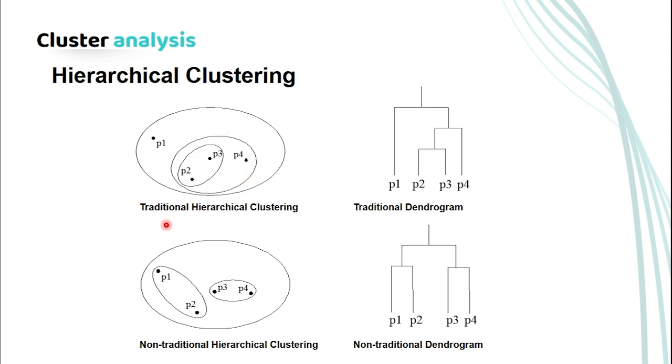This kind is traditional hierarchical clustering, so there is a containment relationship. Each set will be contained by another set. And this kind is non-traditional hierarchical clustering. Maybe some sets will not be contained by some other sets. So in this video, we will introduce hierarchical clustering.